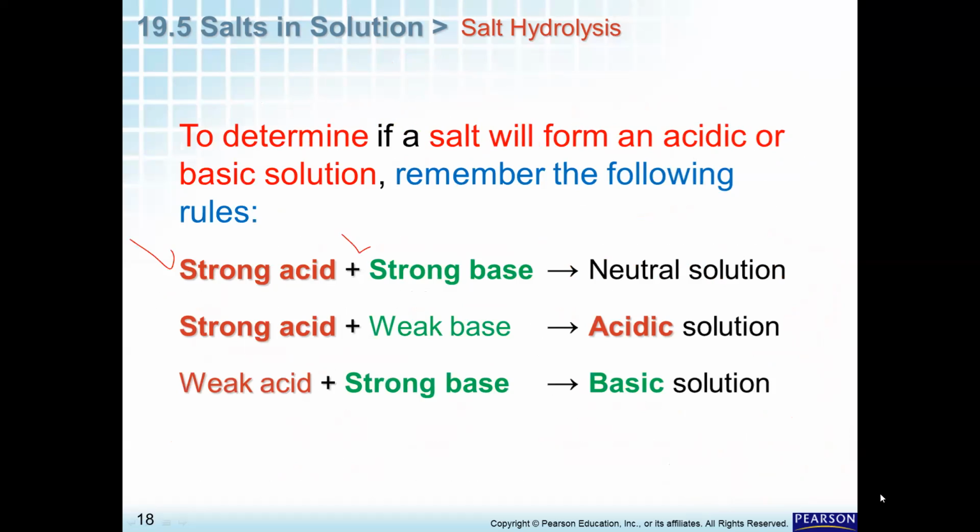Now, the conclusion of all of this is summarized in here, which is: strong acid with a strong base will produce what? Neutral solution. When we have a strong acid with a weak base, that is an acidic solution. And when we have a weak acid with a strong base, that is a basic solution.